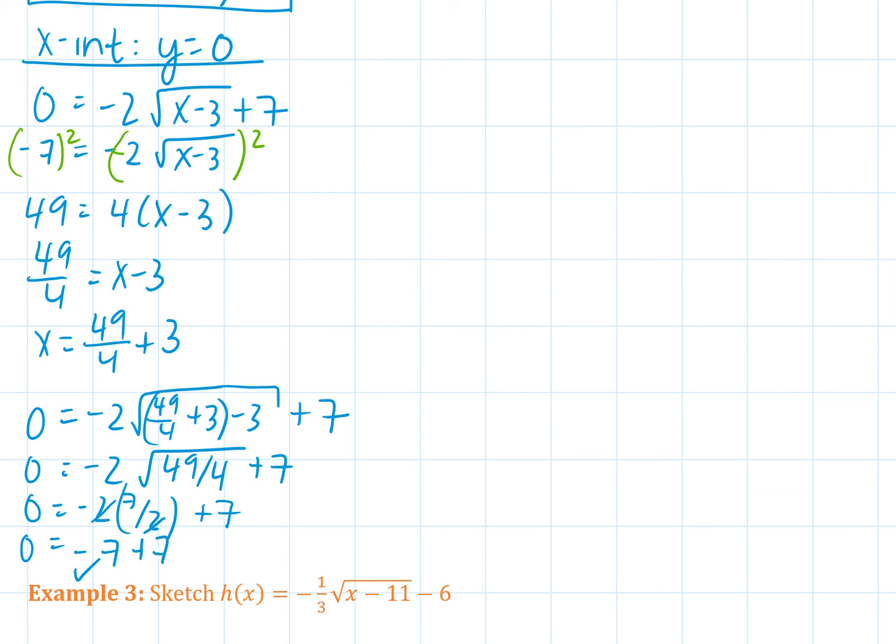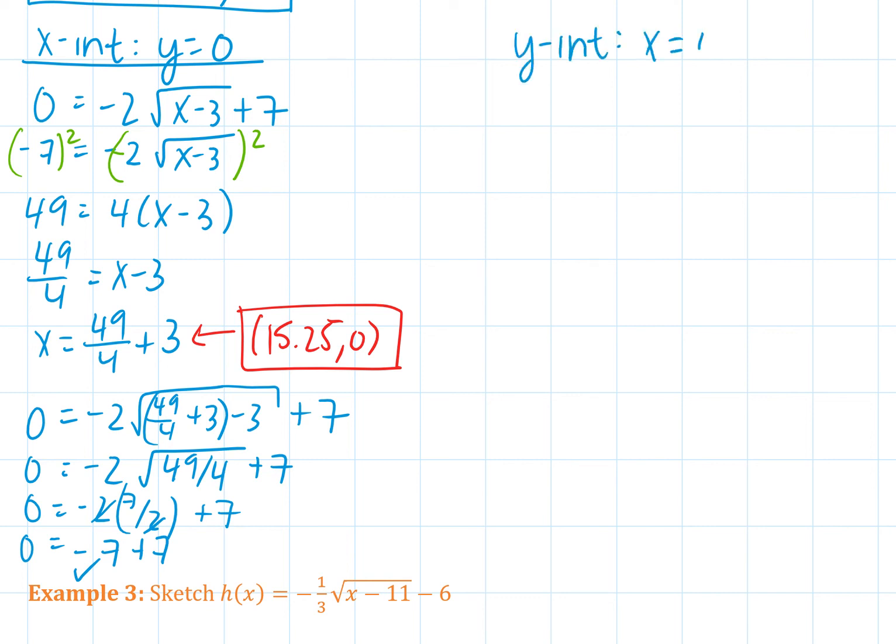So it might be helpful at this point to take this number, type it into your calculator to get a decimal approximation. This is 15.25, 0 is our x-intercept. Of course, if you type this in as a decimal and use the decimal form to check your answer, that would also be fine. Let's find the y-intercept now by setting x equal to 0.